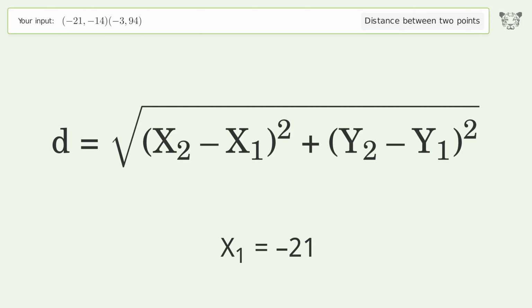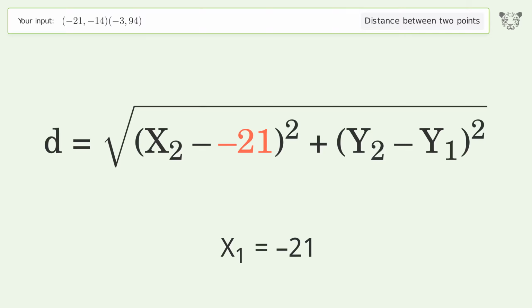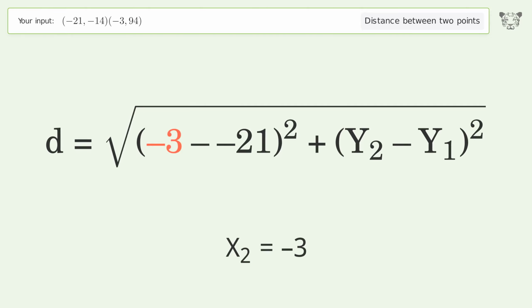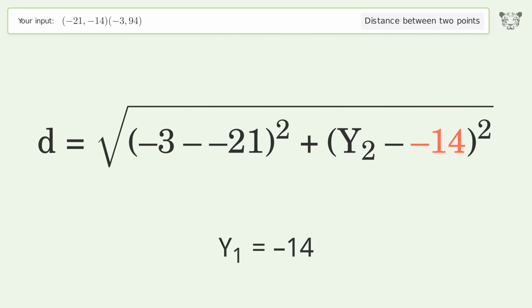x1 equals -21. x2 equals -3. y1 equals -14. y2 equals 94.